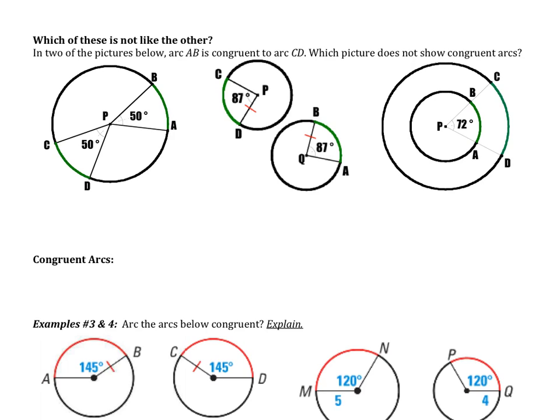So the second part of today's lesson is talking about congruent arcs. So which of these is not like the other? In two of the pictures below, arc AB is congruent to arc CD. Which picture does not show congruent arcs?